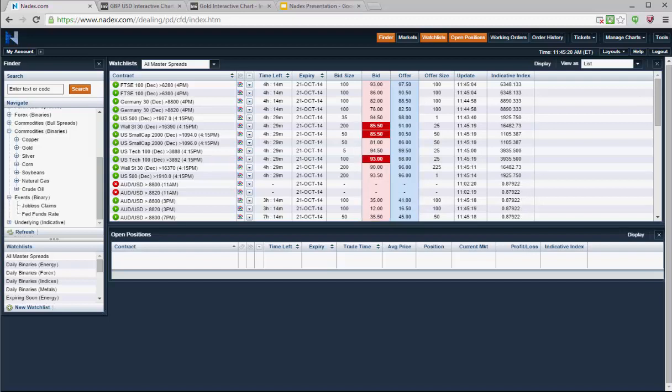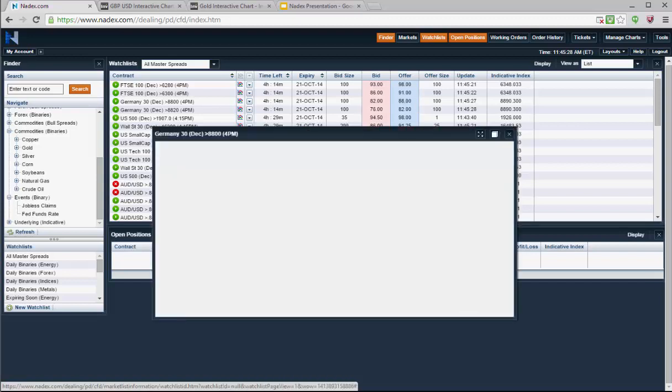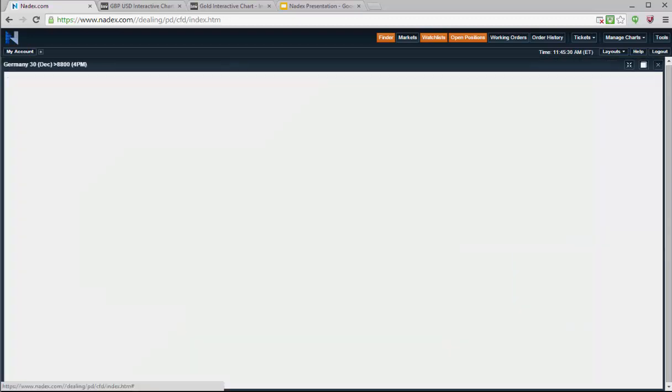Looking up over here, you have a watch list. You can populate your own watch list, but you can take a look at, say, what's happening in the German DAX market. You can pull up the chart for it.